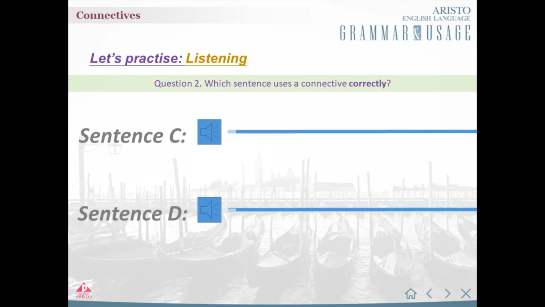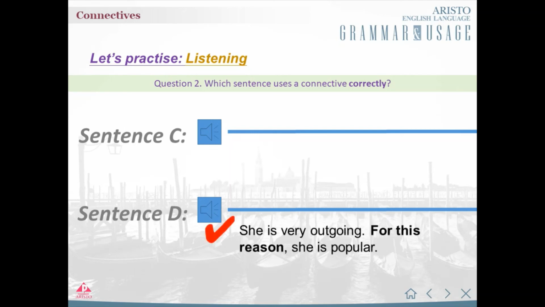Question 2. Which sentence uses a connective correctly? C. She is very outgoing. Finally, she is popular. D. She is very outgoing. For this reason, she is popular. The answer is D. She's very outgoing. For this reason, she is popular.